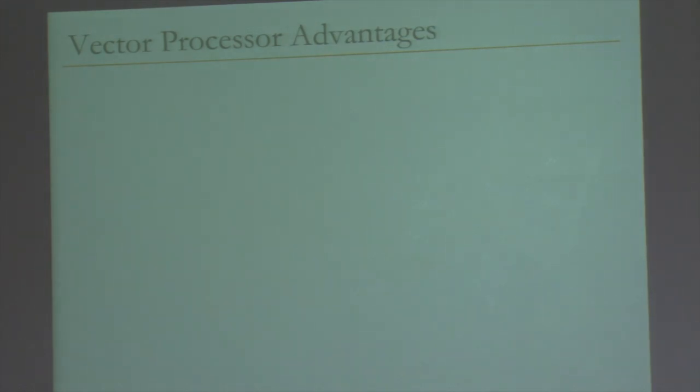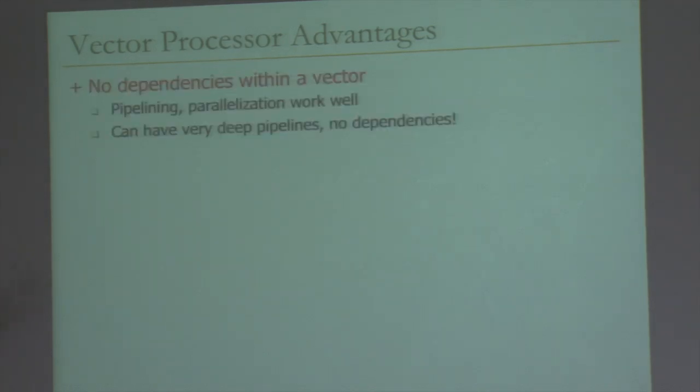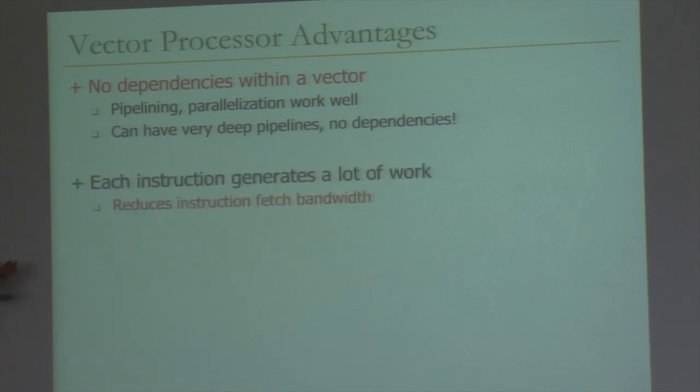So let's take a look at the advantages and disadvantages of it before we go into the depths of it. The big advantage is no dependencies within a vector, right? This enables both pipelining within functional units and parallelization across functional units. Now you can have very deep pipelines because you don't need to deal with dependencies, again, within a vector. Each instruction generates a lot of work. So you don't have a problem with parallelism, assuming your program actually has that parallelism.